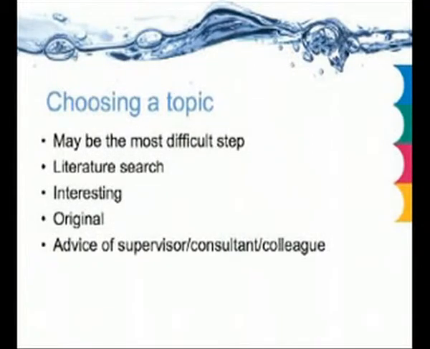Once you find the topic, you do a literature search, and there's different ways of doing literature searches. You can go into PubMed. It's probably the most common literature search engine, but you can go into Google Scholar. There's something called Scopus, which has been advertised quite heavily in certain journals.